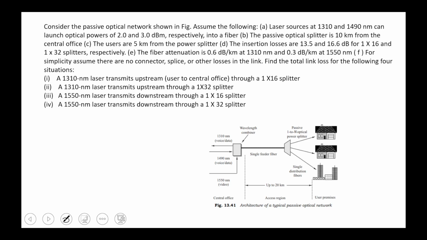So this is the problem for you. You have to read the question, and can you explain to me what the question wants to tell? Anyone? So we have to put in the formula of link power budget so that we can calculate this question. Okay. So how do you calculate?